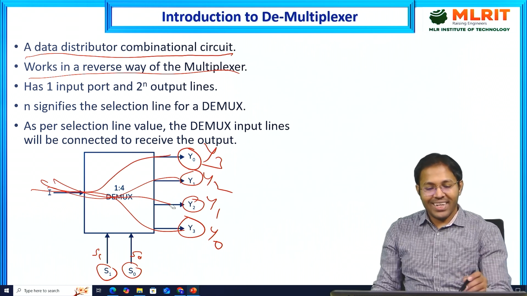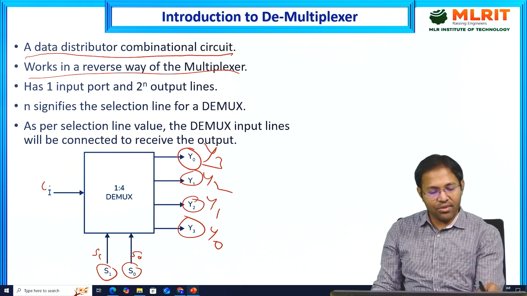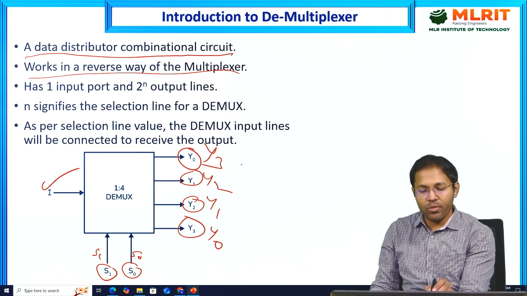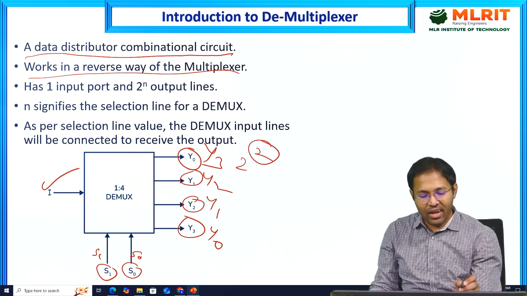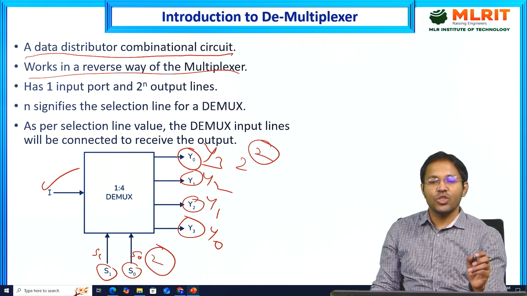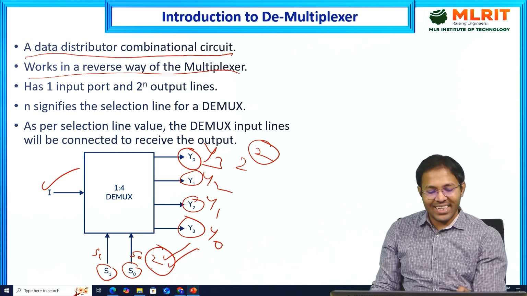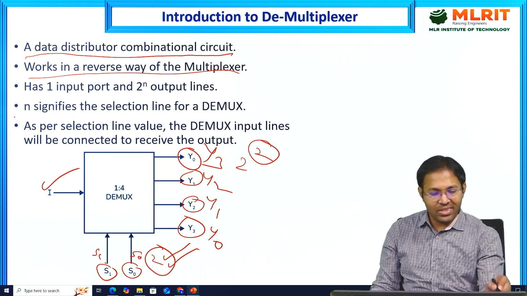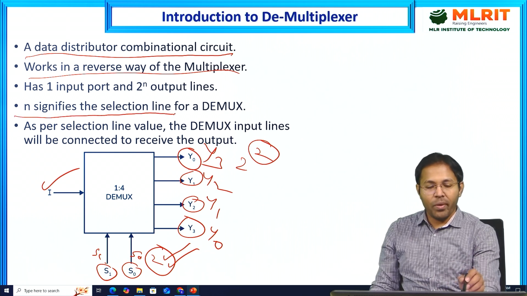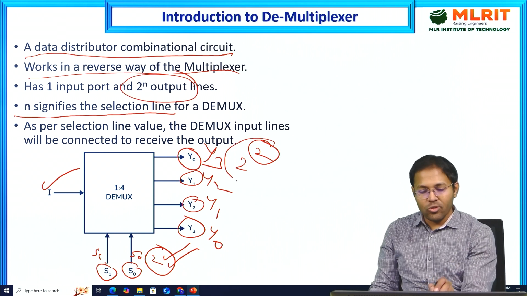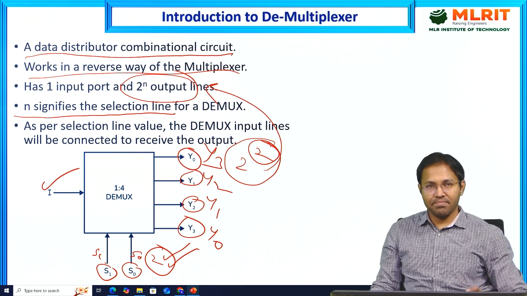If you look at this structure, for the case of one input, we have 4 outputs. 4 we can write as 2 power 2. And how many selection lines do we have? 2 selection lines. So, in general, n represents the selection lines. In this case, n is 2. N signifies the number of selection lines, and 2 power n represents the number of output lines. In this case, 2 power 2.